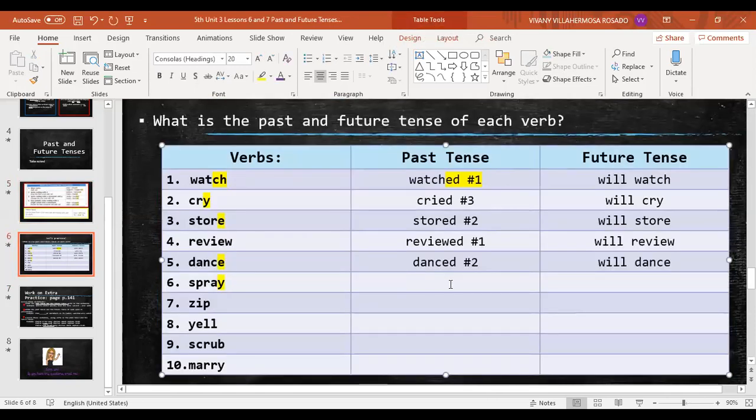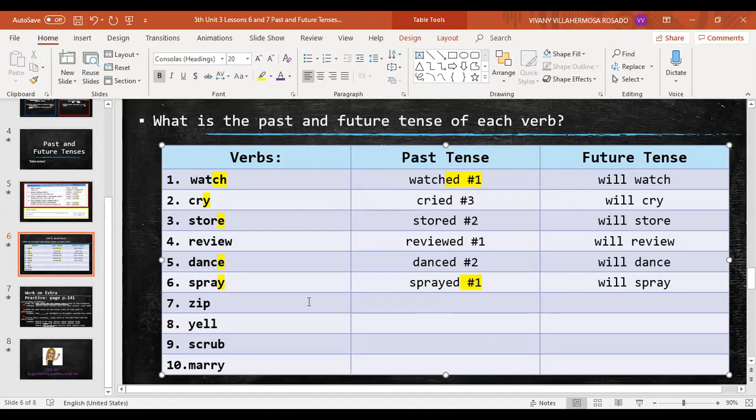Remember that when you have a verb that ends in vowel in Y, you're just going to follow rule number 1, okay? So rule number 1, and I'm going to highlight it because I know that you have to be super careful with those verbs ending in Y. And then we form the future tense. We add will, and then we keep the verb in its base form. Okay. So then we go to zip.